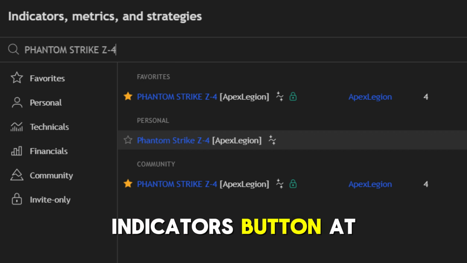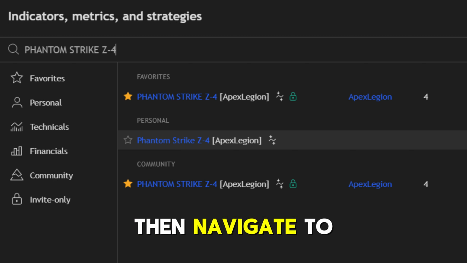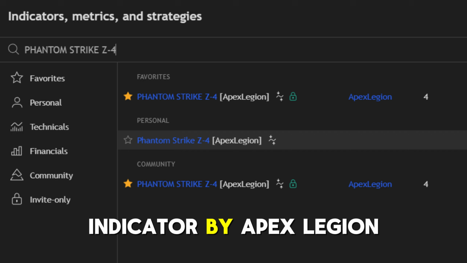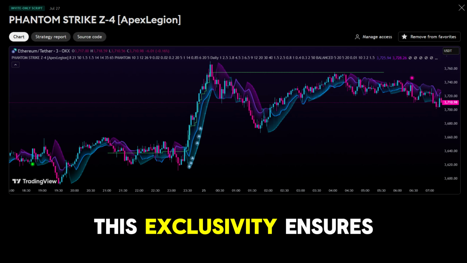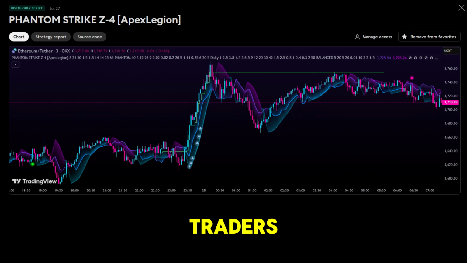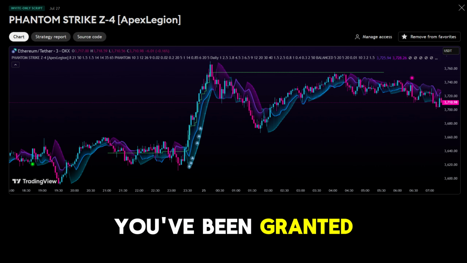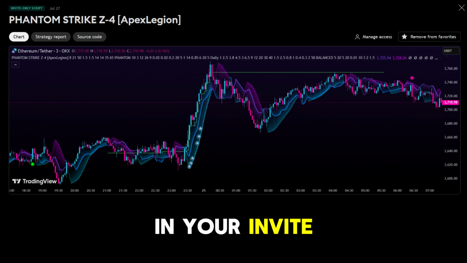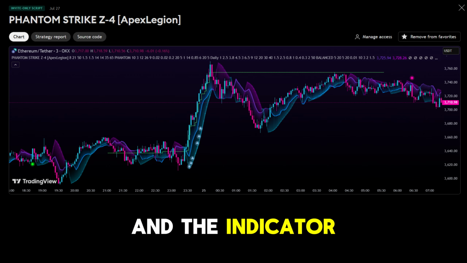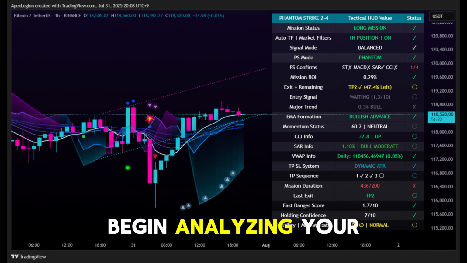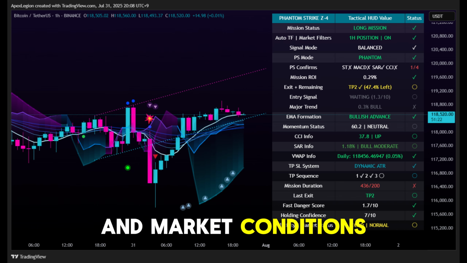Add the Phantom Strike Z4 to your TradingView chart. Click on the Indicators button at the top of your chart. Then navigate to the Invite-Only Script section. This is crucial because Z4 is an exclusive indicator. Here you'll see the Phantom Strike Z4 indicator by apexlegion. This exclusivity ensures that only serious traders who understand the system's complexity have access. Once you've been granted access, and it appears in your Invite-Only section, simply click on it and the indicator will load straight onto your chart. The system will immediately begin analyzing your current time frame and market conditions.